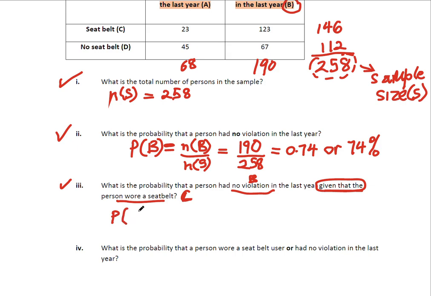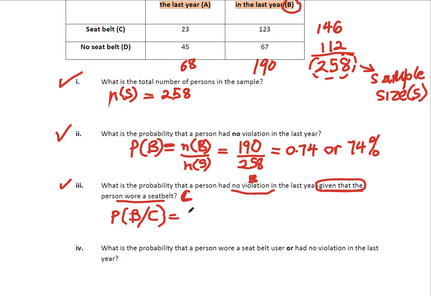Let's first write our probability statement. The probability statement for this conditional probability problem is the probability that a person had no violations, which is B, given that, which is what this slash means, the person wore a seatbelt, which the symbol C is used to represent. So this is the probability of B given C. In other words, the probability that a person had no traffic violations, B, slash, which means given that they were wearing a seatbelt, which is C.